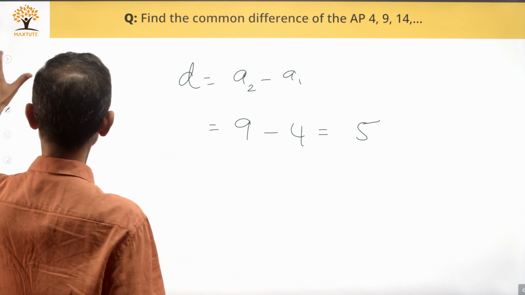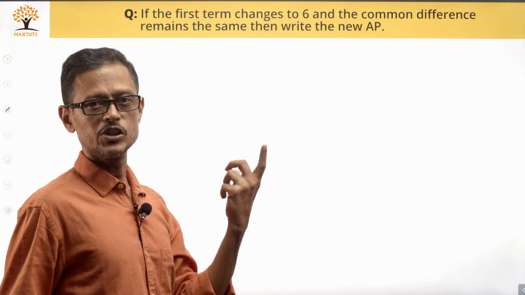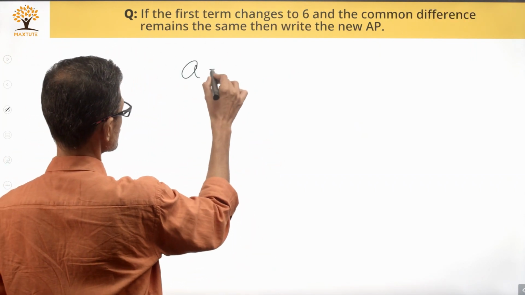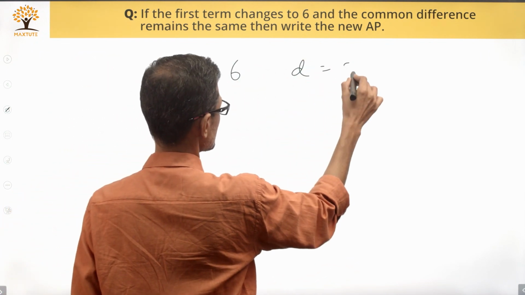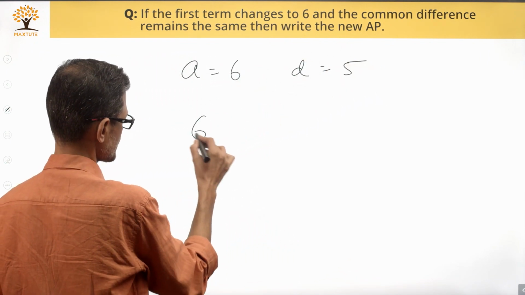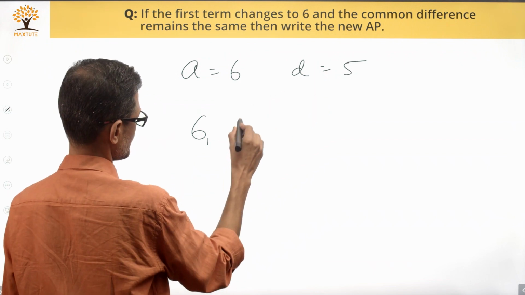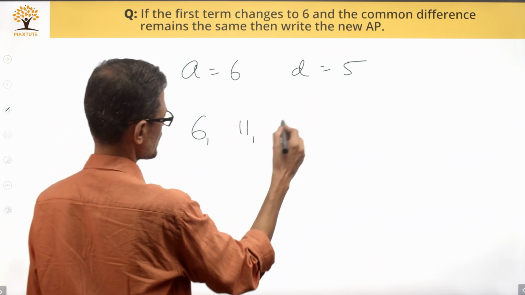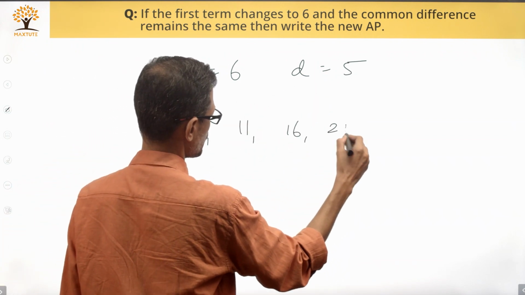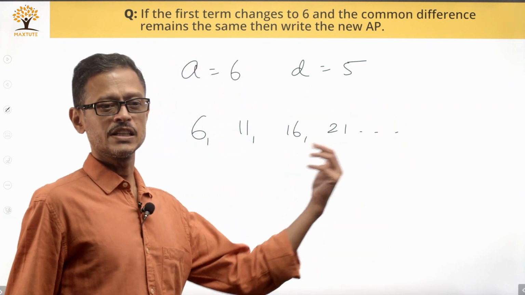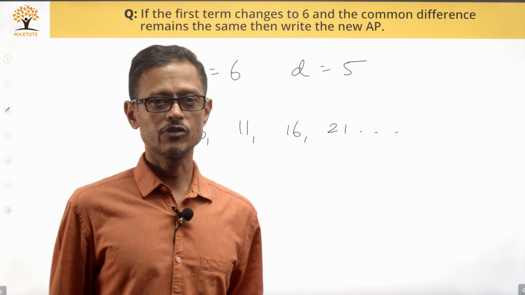The first term changes to 6. So what's going to be the new AP? A is equal to 6, D is equal to 5. So what will be the terms? The first term will be 6, the next one will be 6 plus 5 which is 11, the third term will be 11 plus 5 which is 16, and then 21 and so on and so forth. So this is the new AP. Very easy, straightforward question.